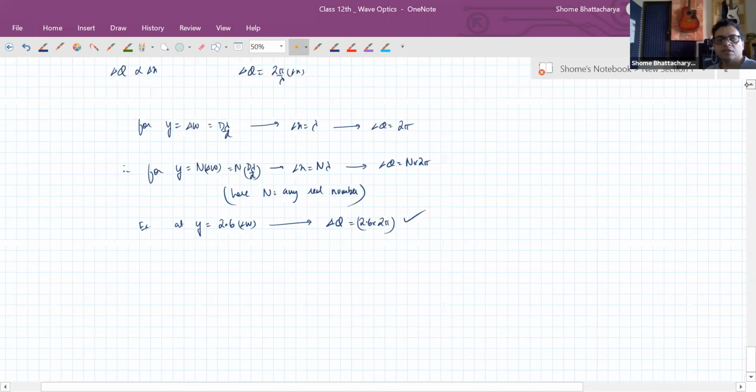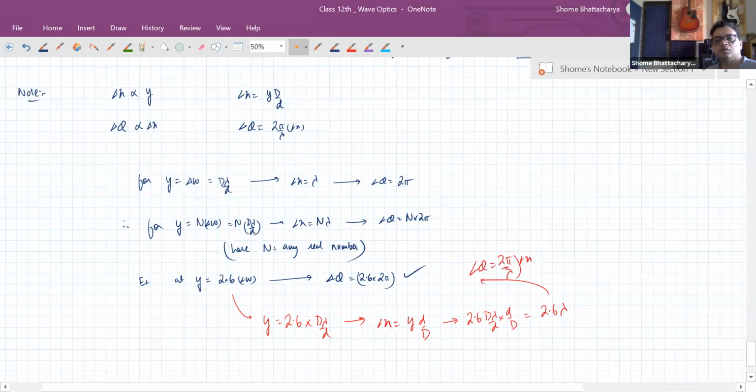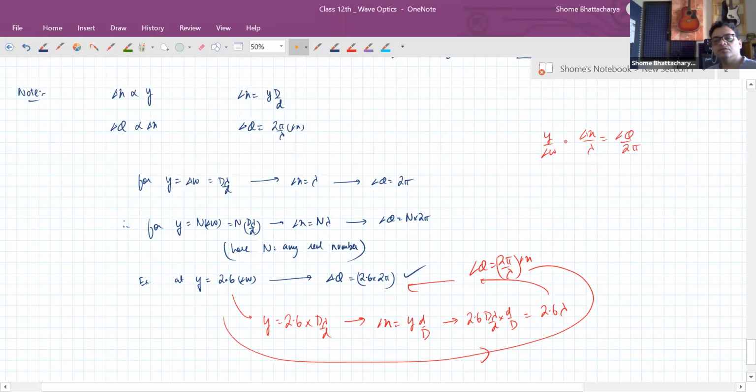Because if you go with the full calculation, you will realize that if y is at this thing, it means that y is equal to 2.6 into d lambda by d. So correspondingly, delta x is this. So you realize from this that it will be 2.6 lambda. So phase difference will become this. Okay. But this whole cycle of calculation we don't need to do, because we understand that there is this proportionality. We understand that delta x upon lambda is the same thing as delta phi upon 2 pi is the same thing as y upon fringe width, because this is proportional to this and this is proportional to this.